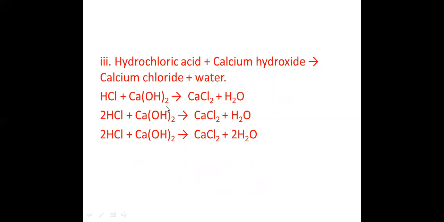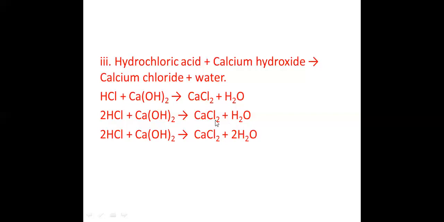Now let us see the number of hydrogen atoms and hydroxyl groups. In HCl, there is only one hydrogen atom, and in calcium hydroxide, there are 2 hydroxyl groups. So the hydrogen and hydroxyl groups are not balanced. In order to balance it, we will multiply hydrochloric acid by 2. Now we can see that for 2 hydroxyl groups, we have 2 hydrogen atoms, which can easily neutralize those 2 hydroxyl groups and will give water.